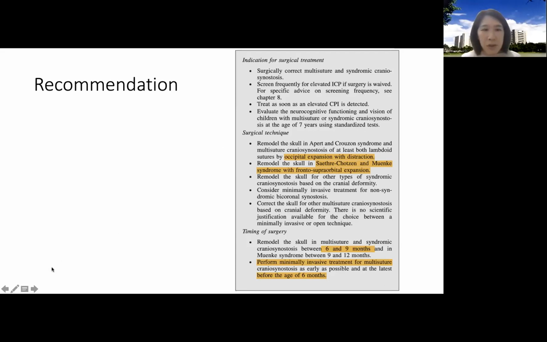You should do the surgery around 6 to 9 months. And if it is Muenke, you can do the surgery around 9 to 12 months. If you want to do the minimally invasive surgery, you should do it before the age of 6 months.